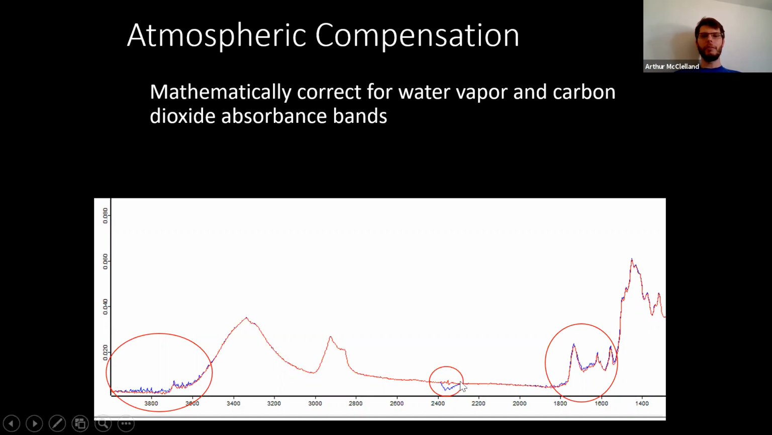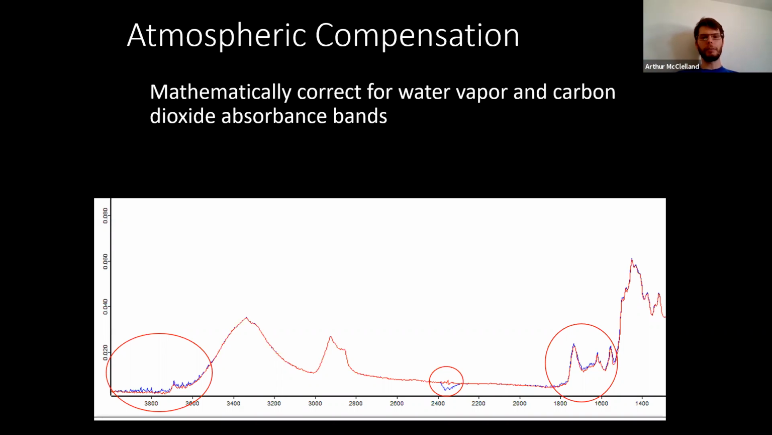So just be really careful around peaks around 2350. Usually in FTIR software, there's an atmospheric compensation algorithm. These are well-known peaks to people who do spectroscopy and people who make the instruments. So you can usually go into the data processing menus and find atmospheric compensation, and it will correct for the water vapor and carbon dioxide.